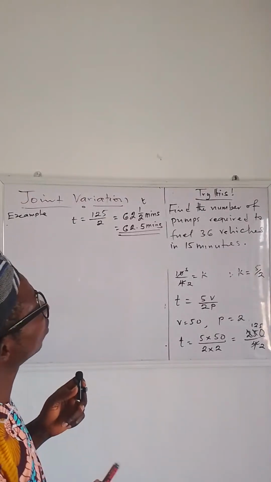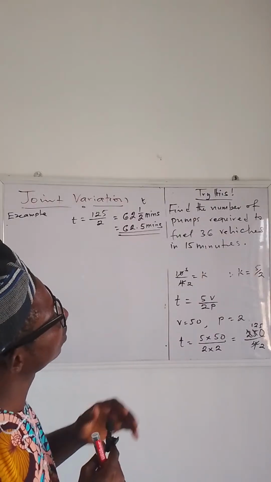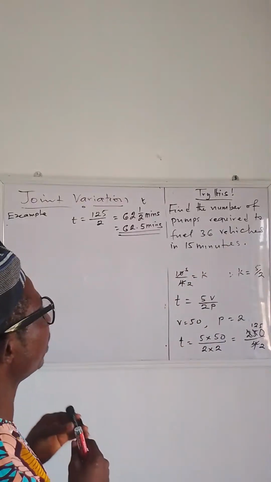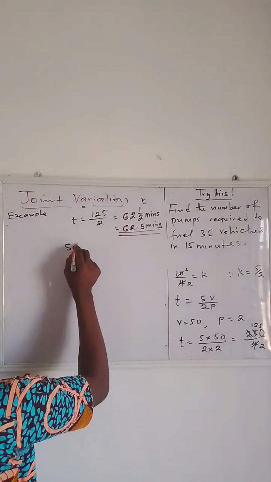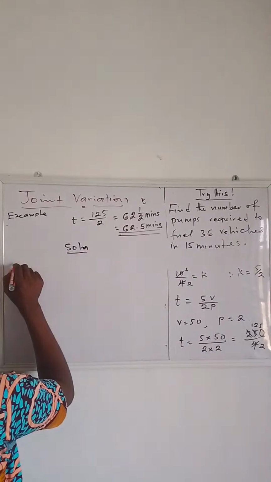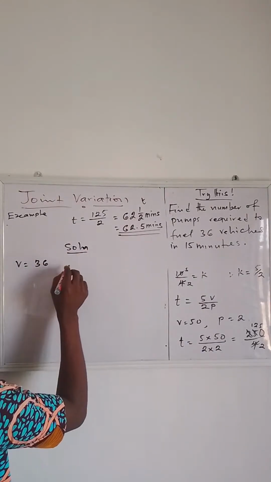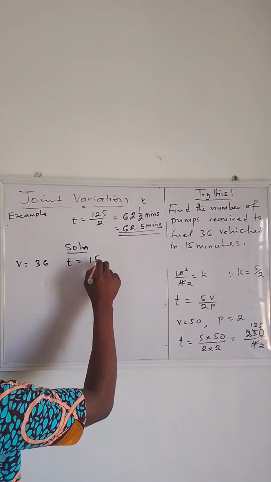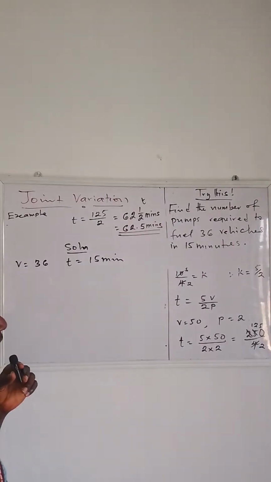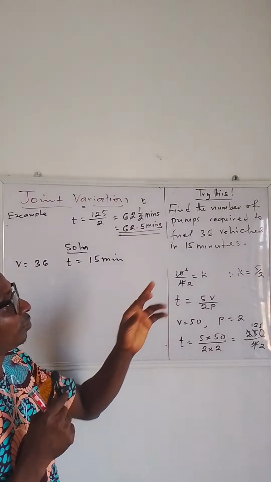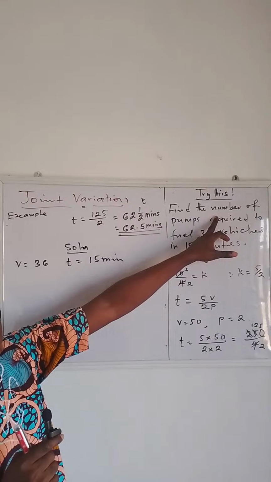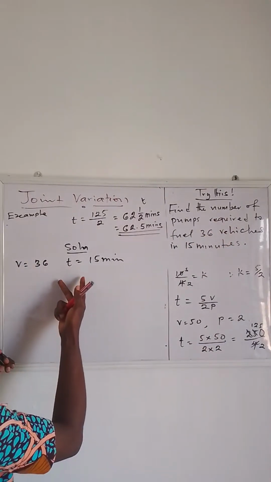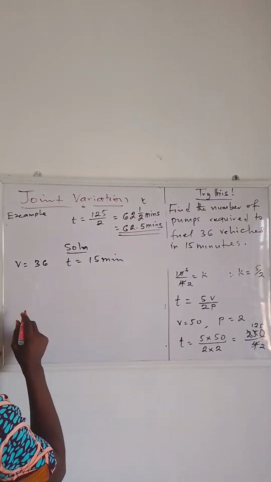Okay, so now the question says you have to find the number of pumps required to fuel 36 vehicles in 15 minutes. Now, in the question, you have been given the number of vehicles, V, to be equal to 36, and the time, which is T, has been given to be 15 minutes. Now you are asked to find the number of pumps, that is P. So just come to this connecting formula and plug in the values here.